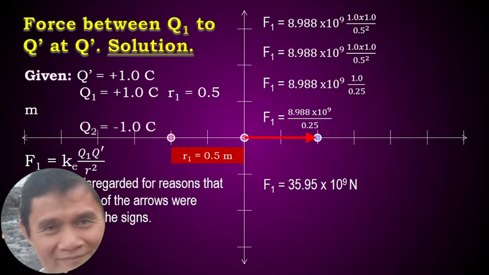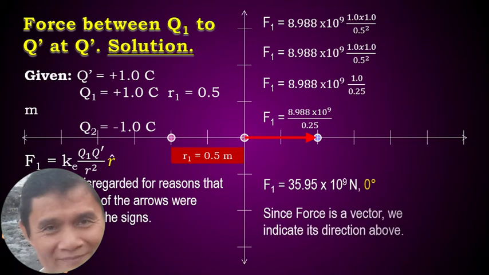Or giganewtons. Vector siya, so we have to specify the direction. Since pointing to the right, usually along the x-axis we assign that as 0 degrees. Okay, so as is obvious, shown by the other.